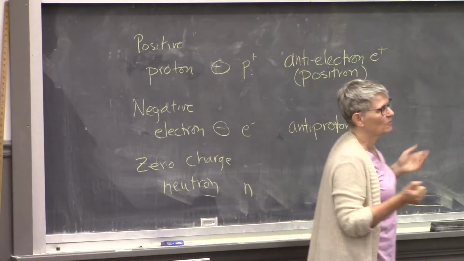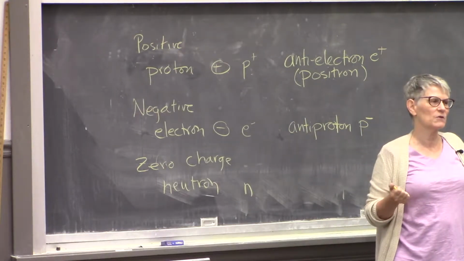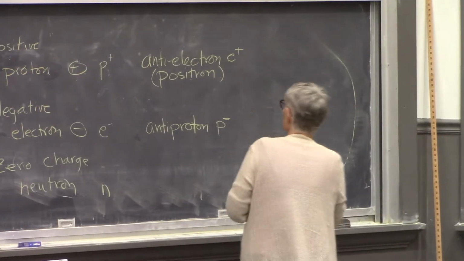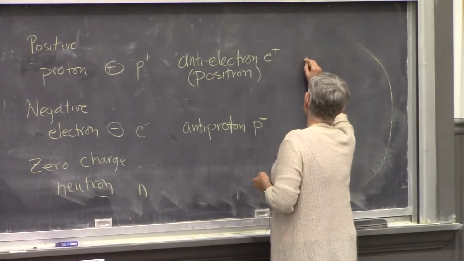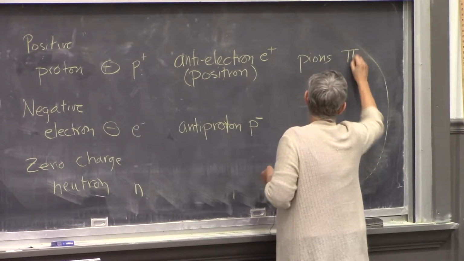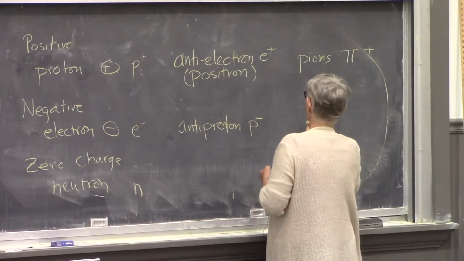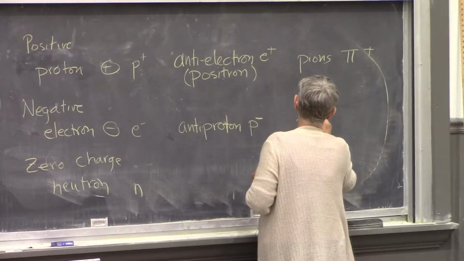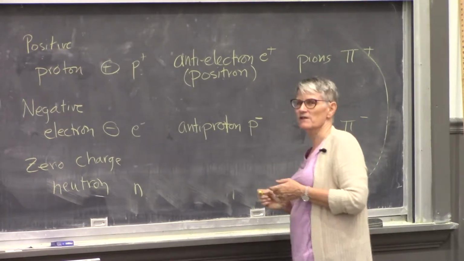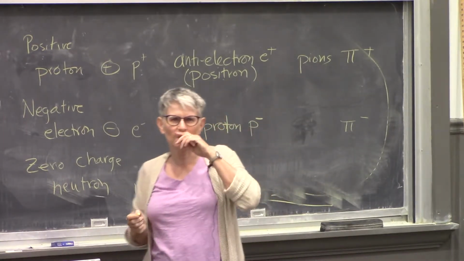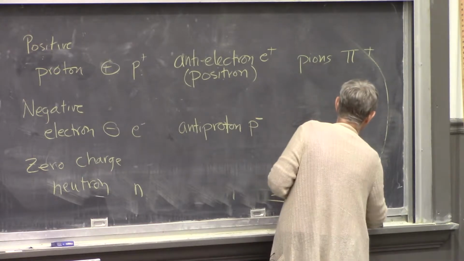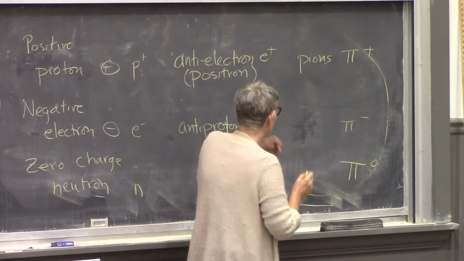And there's other things, too. There are things called mesons, which are made of quarks, but only two quarks instead of three quarks. So they're pions. They're called pi plus is the positive one. They come in two flavors. Pi minus, and I forget which of these is the antiparticle. There's pi zero. There's actually a pi zero, so they come in three flavors.